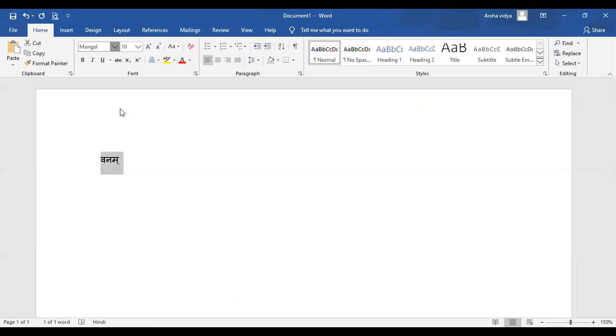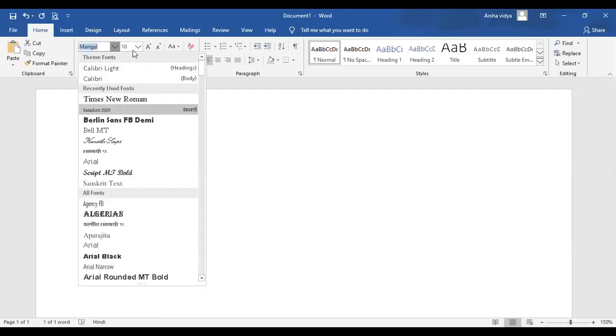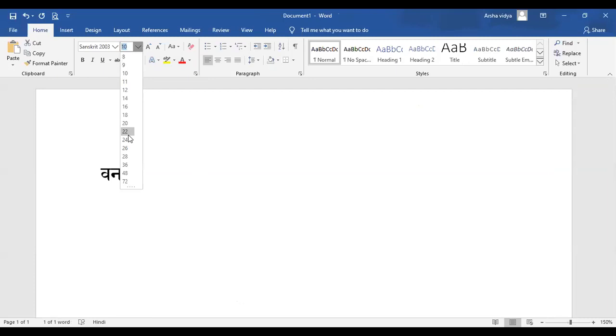I type the word Vanam. Vanam means forest. Forest is a neuter gender word in English.